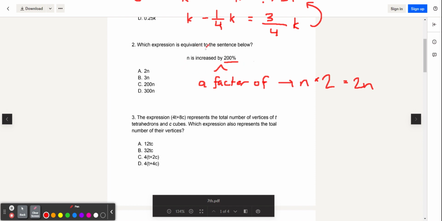So, n is increased by 200%, plus 200%. But it's not just 200%, it's 200% of something. And in this case, it's plus 200% of n, which is plus 2n. And n plus 2n is 3n.